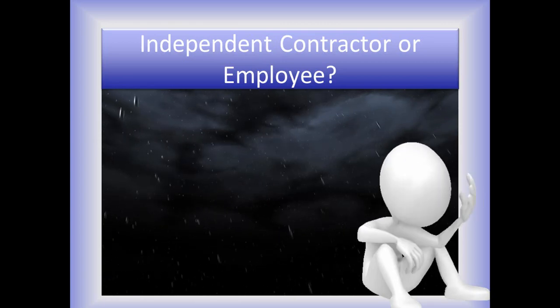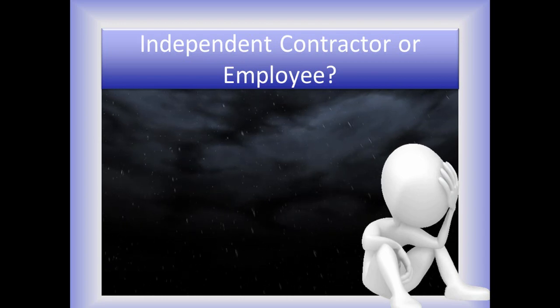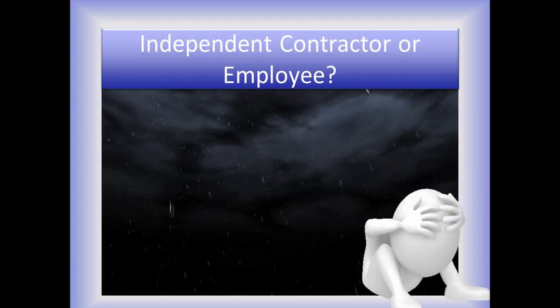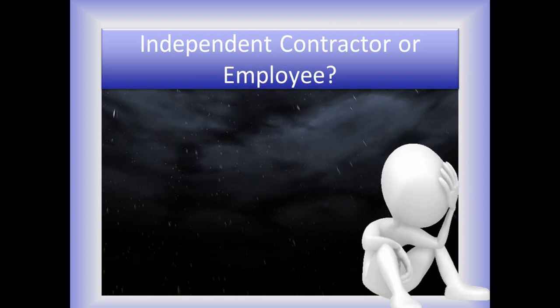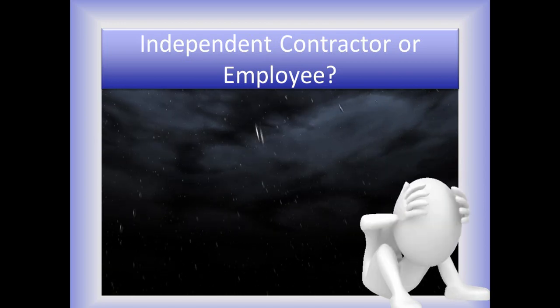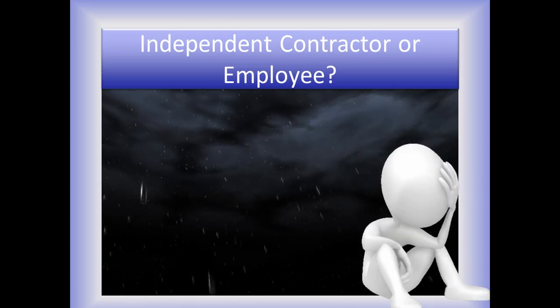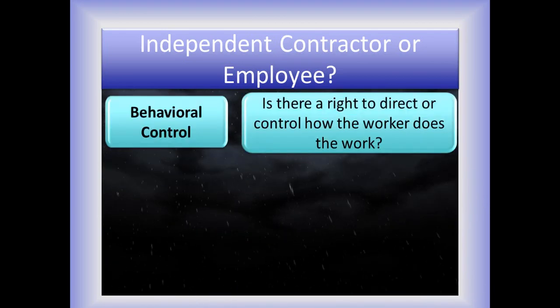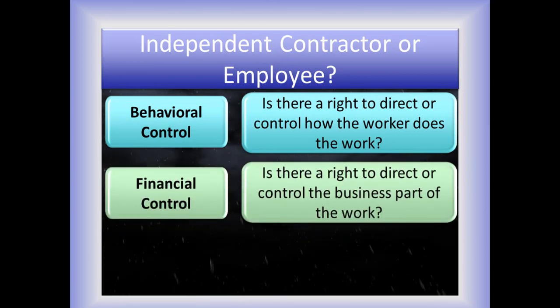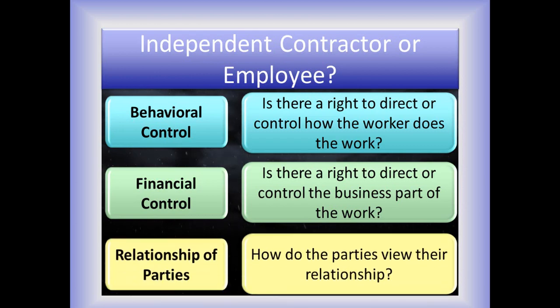Whether a worker is an employee under the Fair Labor Standards Act is a legal question determined by the working relationship between the employer and worker, not by job title or any agreement that the parties may make. So ask the following questions. Behavioral control. Is there a right to direct or control how a worker does the work? Financial control. Is there a right to direct or control the business part of the work? And relationship of the parties. How do the parties view their relationship?